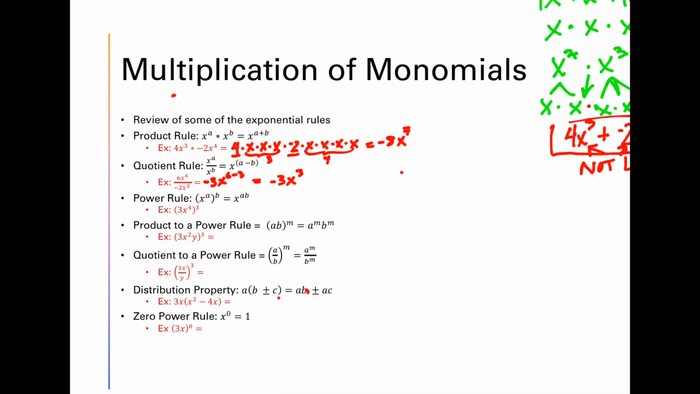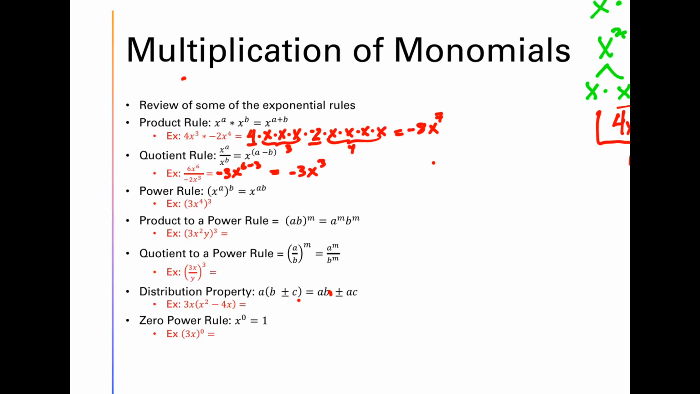So that's the quotient rule, and it kind of follows because products, multiplication and division are opposite operations. We end up doing the opposite things with their powers. Here with multiplying, we added them, and with division and a fraction, we end up subtracting those exponents.